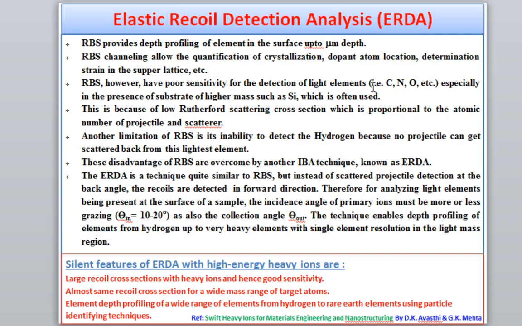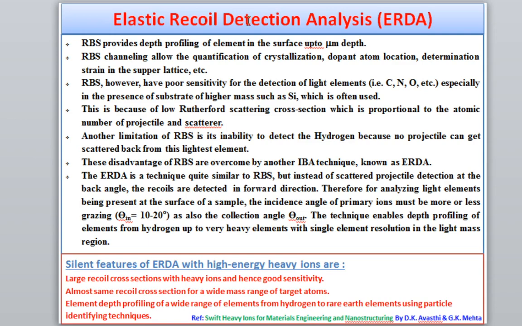So if Z2 is higher, then the cross section probability will be higher. If Z1 is low, the cross section probability will be low. That is why, for lighter elements like helium, lithium, carbon, nitrogen, etc., RBS has very poor sensitivity, especially in the presence of a heavier mass substrate such as silicon, which is often used. We have seen that if carbon, nitrogen or oxygen is present on the silicon substrate, their peaks may be hidden and overlap with the substrate mass, so it is very difficult for light elements.